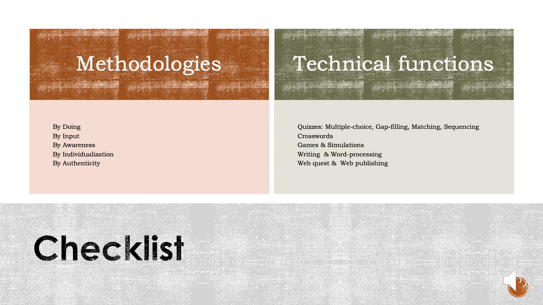So, let's recap. To create materials for digital language learning, you need to identify the methodologies you want to employ and figure out the technical functions that support these. Successful methodologies for teaching a foreign language digitally in the classroom are by doing, by input, by awareness, by individualization, and by authenticity. Interactive technical functions that support these methodologies are quizzes such as multiple choice, gap filling, matching, and sequencing, crossword puzzles, games and simulations, writing and word processing, web quests, and online publishing.